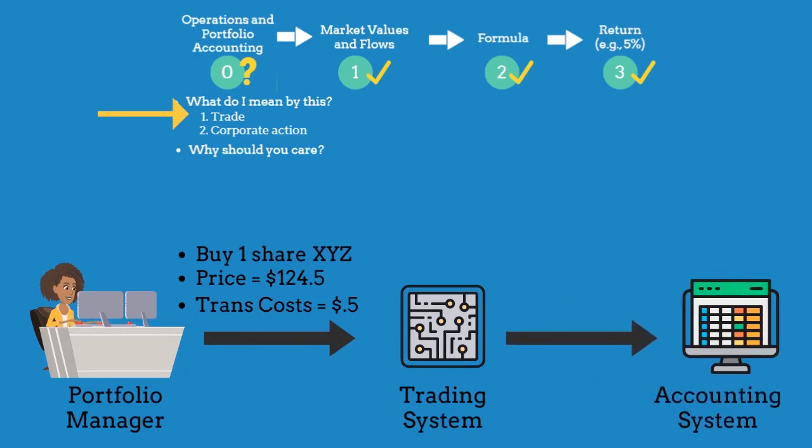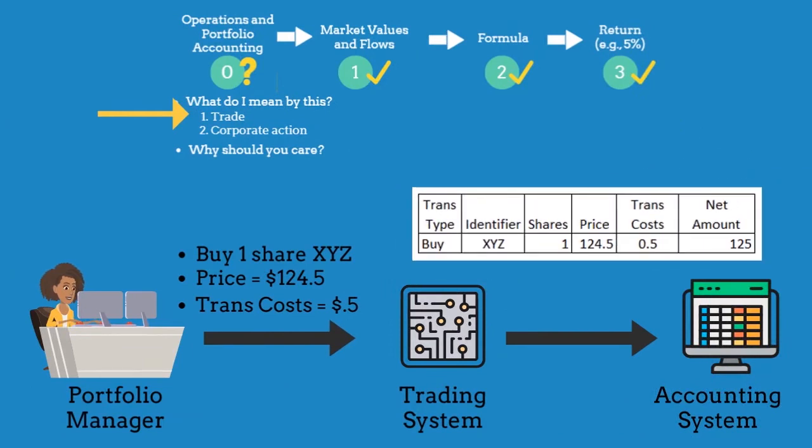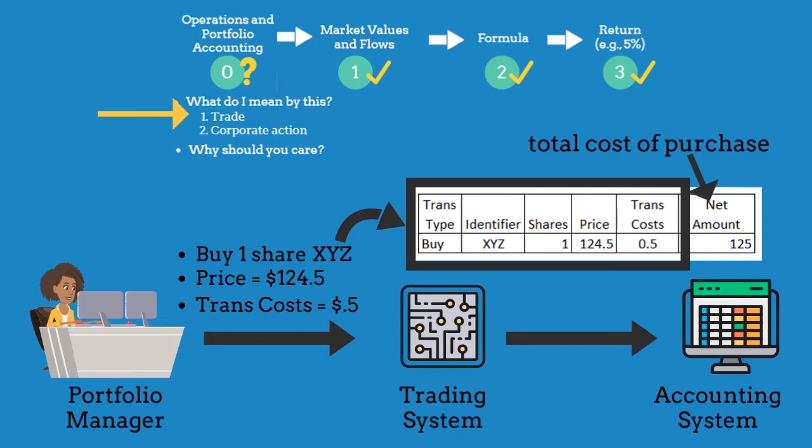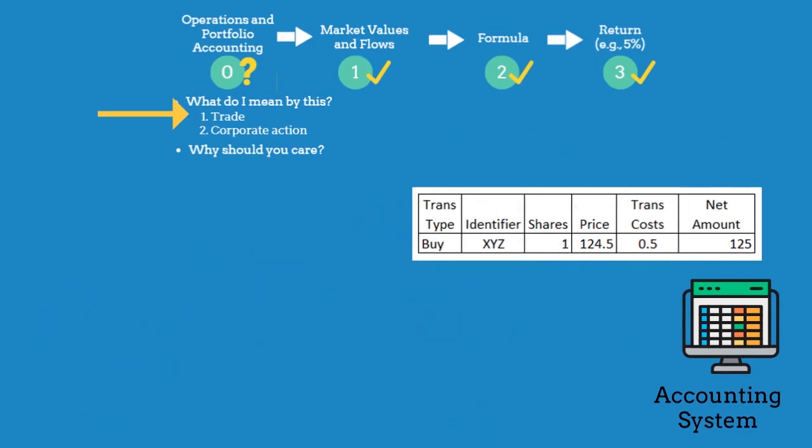The accounting system will reflect this trade as a transaction, like this one, that will have the trade information plus the net amount of the transaction, which is the total cost of the purchase. So in this case, that is $125, which is calculated as the cost of 1 share at $124.50 plus 50 cents in transaction costs. Okay, so now that you understand the flow of the trade coming down from the trading system into the accounting system, I'm going to move this off the screen and just focus in on the accounting system.